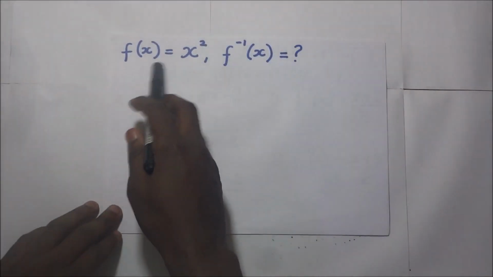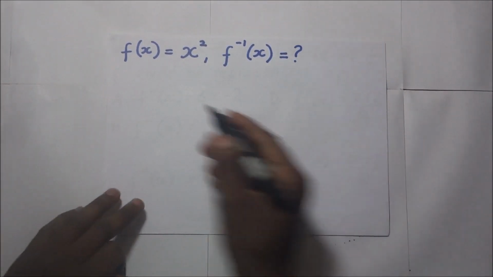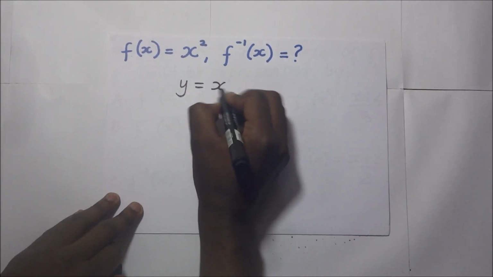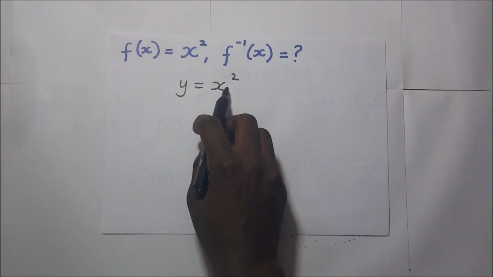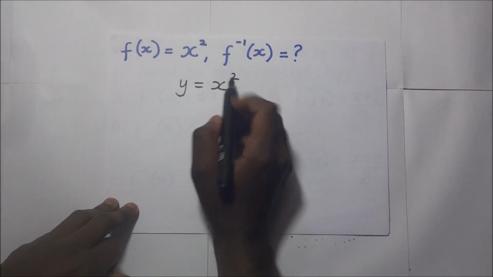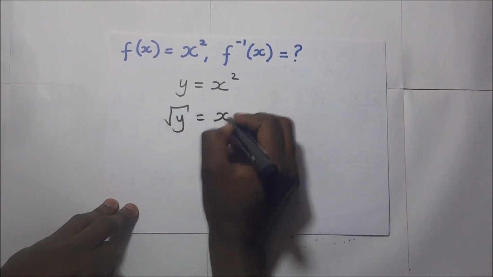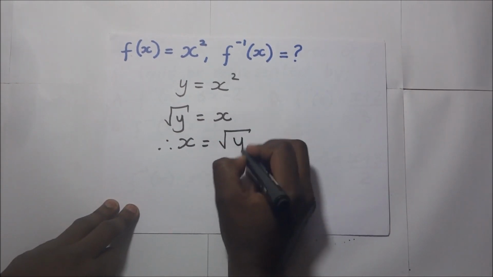We have f of x is going to be equal to x squared. What is the inverse? Again, let's call this y. y is going to be equal to x squared. So our task is to make x the subject of the formula. Making x the subject of the formula, we eliminate this square. It becomes the square root of y is going to be equal to x. Therefore, here x is going to be the square root of y.